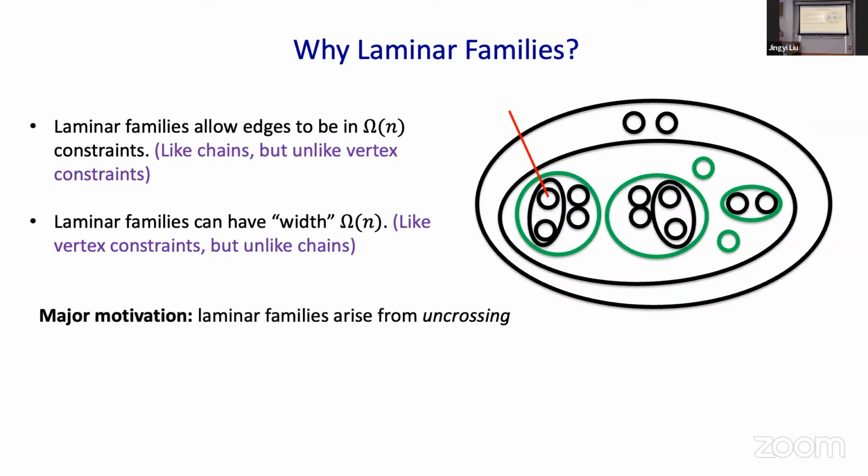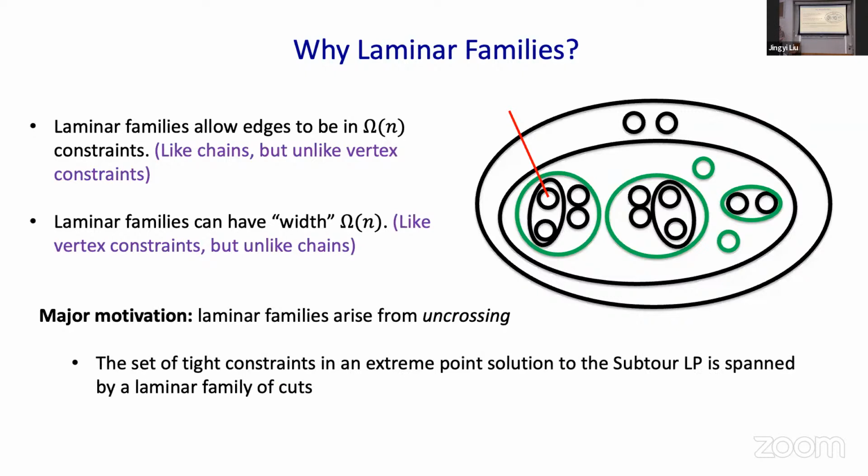But I think the main motivation is actually that laminar families arise a lot from uncrossing type arguments. So what does that mean? It sort of says that if you have some collection of constraints, often you can show that it's enough to satisfy some laminar family of constraints to satisfy all of the constraints.